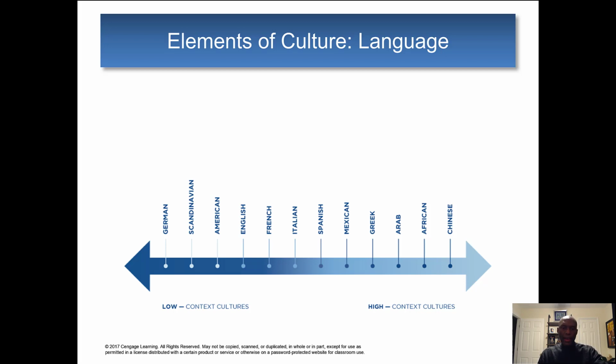So if you look, you have the Americans, the British, the French, Italian, Spanish, Mexicans. Now you're getting to the high context cultures where you have a lot of subtlety, a lot of hidden meaning in your communication, in terms of your verbal communication and also your nonverbal communication. Lots of subtlety. Particularly, we talk about verbal culture, language, how you speak, how you write, what words mean.